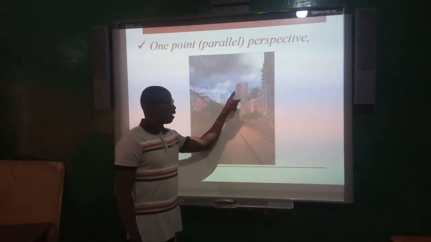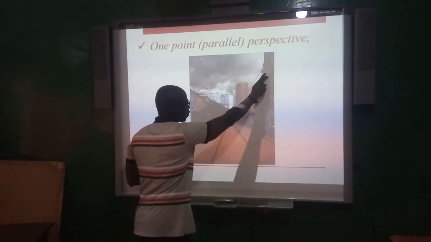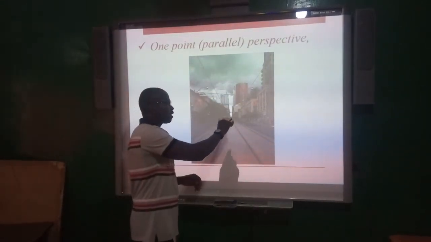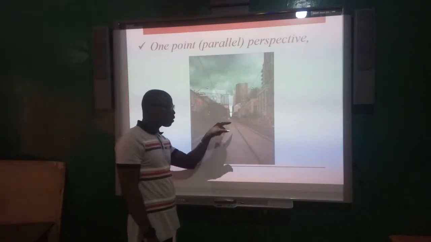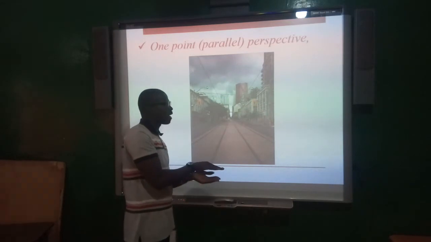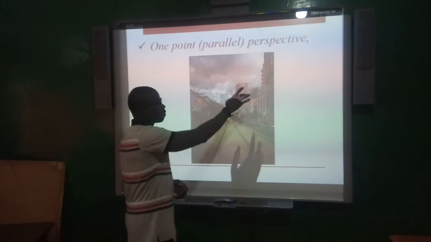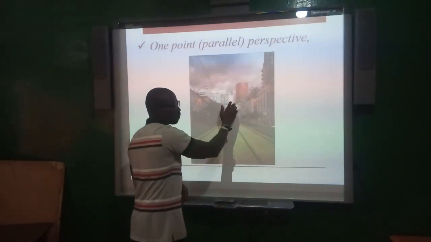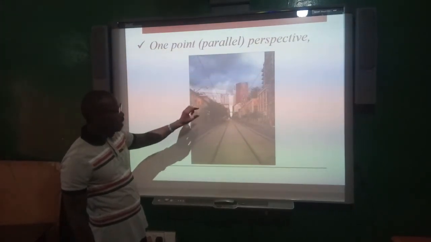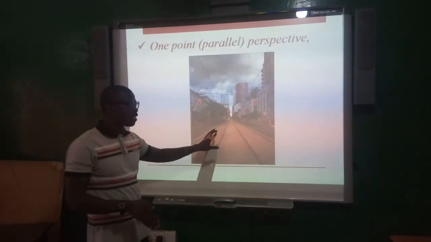Look at the building there. This particular building is taller than this building, but because of one point perspective, which says that objects that are moving away from the viewer to the vanishing point reduce, this particular building has reduced in size, whereas this one is big. But in actual fact, this particular building is bigger than that one. Please, is it okay? So in one point perspective, objects that are moving towards the vanishing point reduce in size.